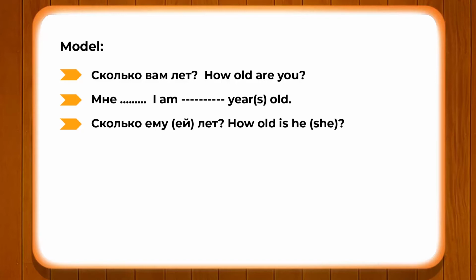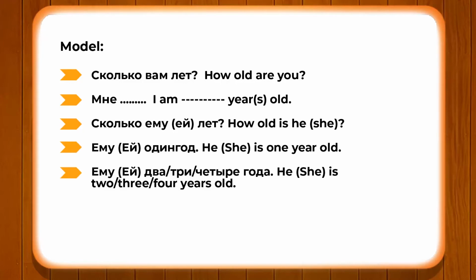When we use imu, it means he. When we use ye, it means she. So, the first question I am framing here is Skolka imu let? It means how old is he? If I am going to ask Skolka ye let, then I am actually saying how old is she? Then you can have the answer based on the usage of imu or ye.